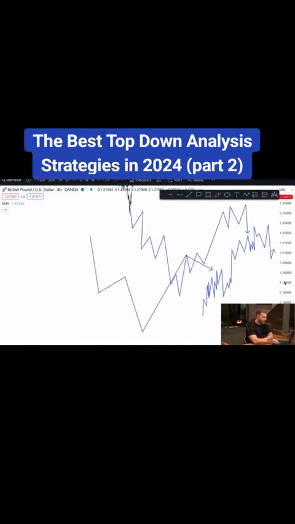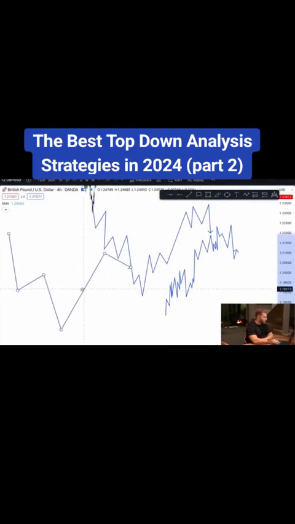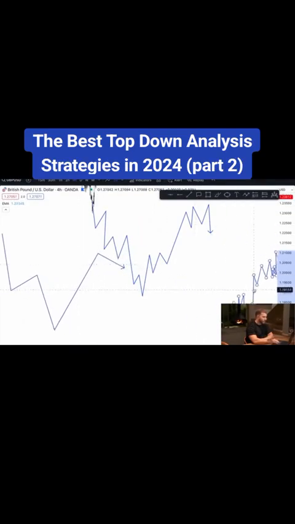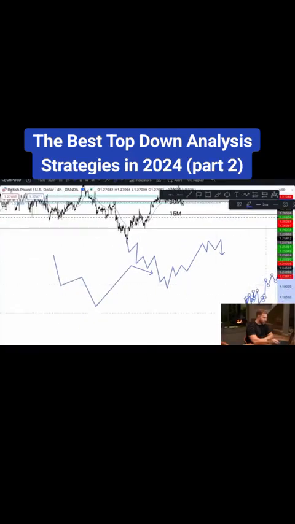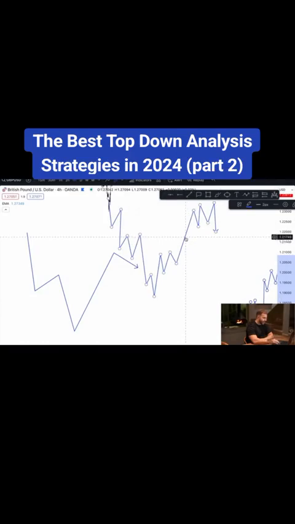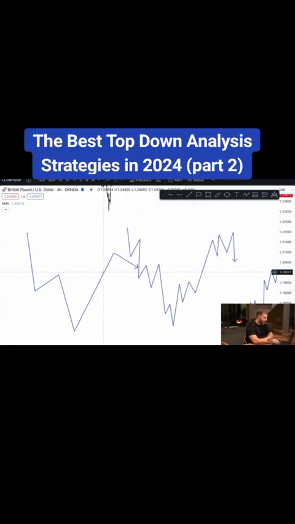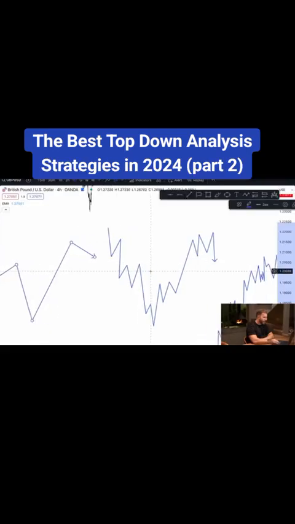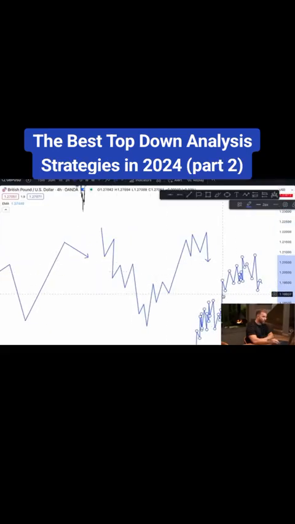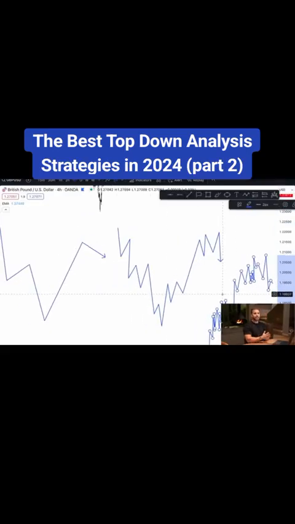So we're making this very, very simple, very, very straightforward. This is what the top-down analysis looks like on the weekly time frame. This is what the top-down analysis looks like on the daily time frame. And now this is what the top-down analysis looks like on the 4 hour time frame. Everything you're seeing here is the exact same market. As you can tell, it's been GBP USD the whole entire way.